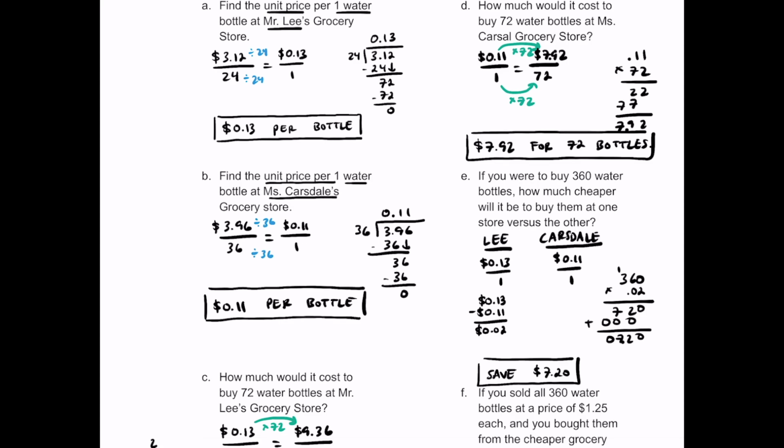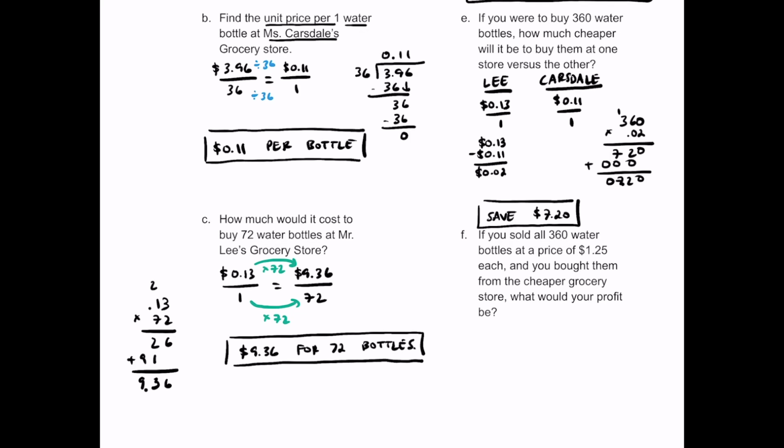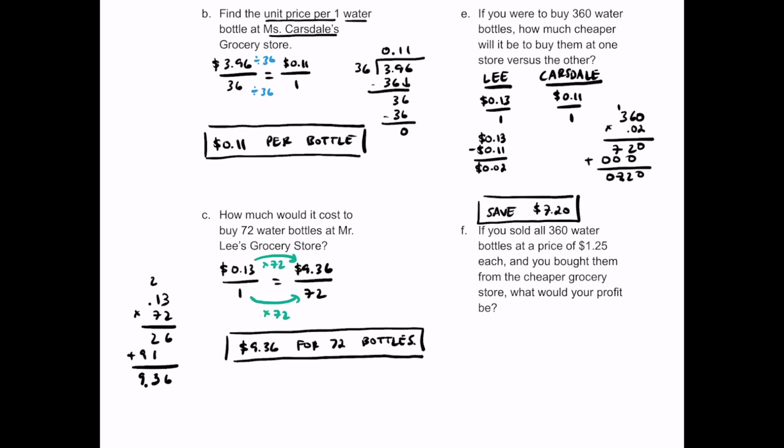Okay, let's take a look at part F. If you sold all the 360 water bottles, let me just underline this as I go. If you sold all of these, right, you bought them and then you sold them for $1.25 each, and you bought them from the cheaper grocery store, what would your profit be?